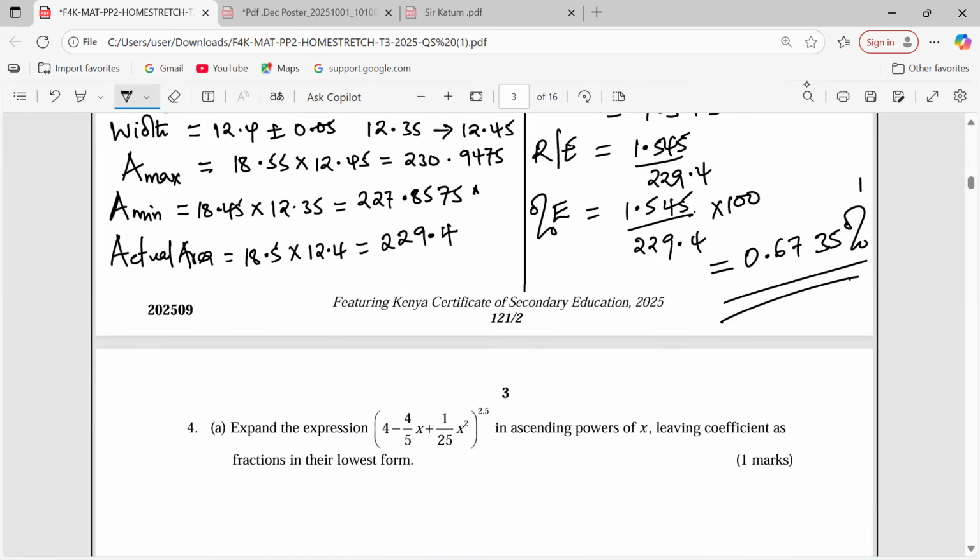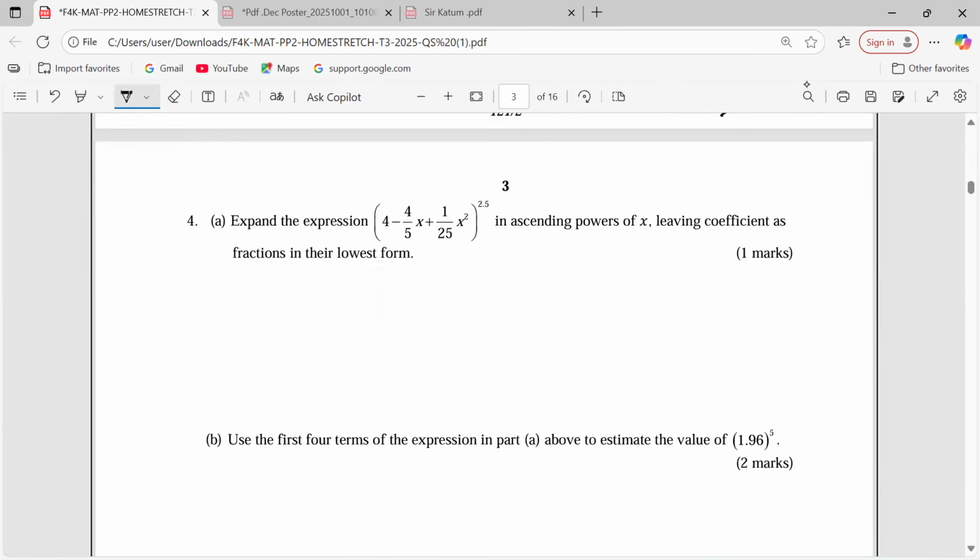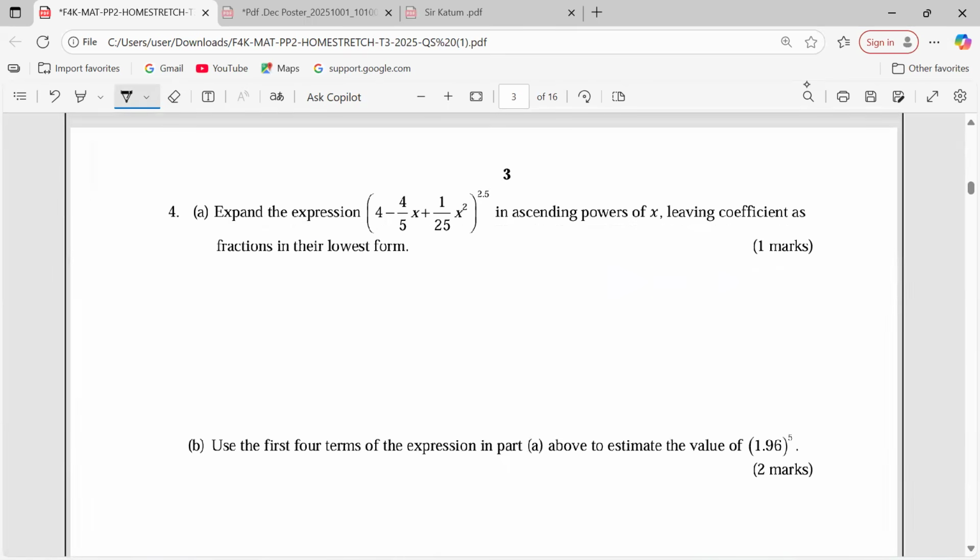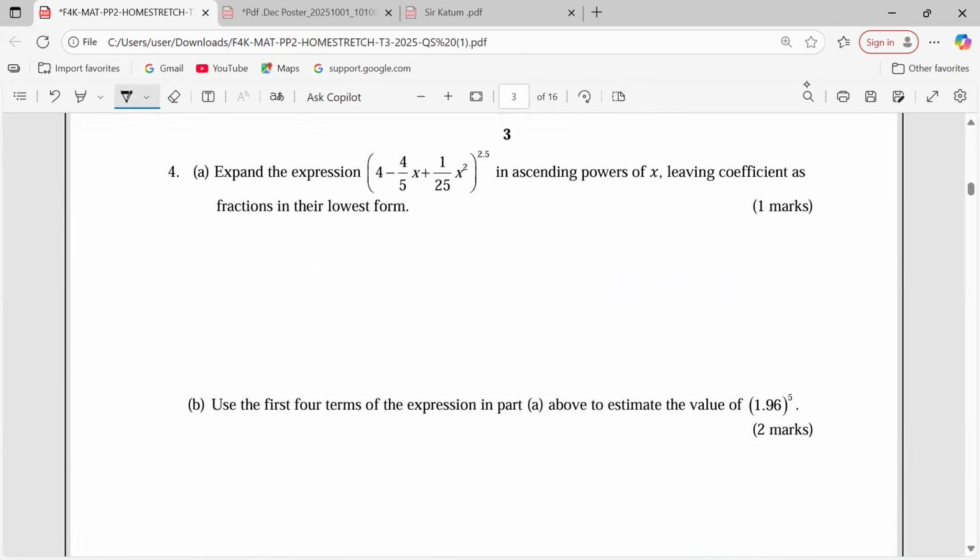Now to number 4. These are questions from binomial expressions and expansions. Expand and express 4 minus 4 over 5x plus 1 out of 25x squared raised to power 2.5 in ascending powers of x, leaving coefficients as fractions in their simplest form. And after that, we use the first 4 terms of the expression in part A to estimate the value of 1.96 raised to power 5.